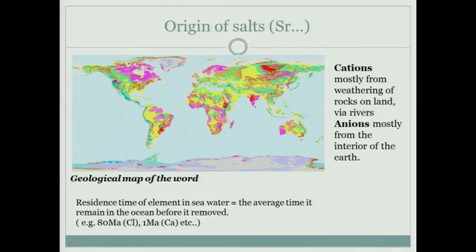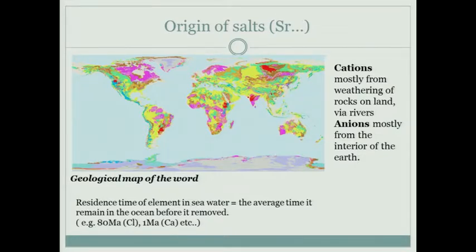Well, let's see, where do the cations and the anions come from to the ocean? The cations are believed to be mostly contributed to the ocean by weathering of rock on land. And here, this is a geological map of the world. So if one river drained, let's say, carbonate rocks, then it would bring mostly calcium and magnesium into the ocean. If it, for example, like in the Canadian Shield, weathered mostly igneous rock, then it will bring more silica and alumina and so on. So the cations are believed to be contributed to the oceans by weathering rocks via rivers.